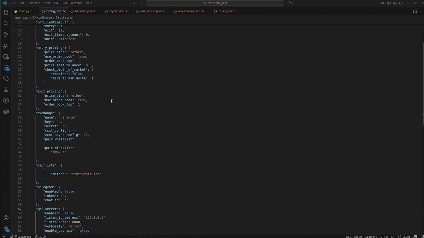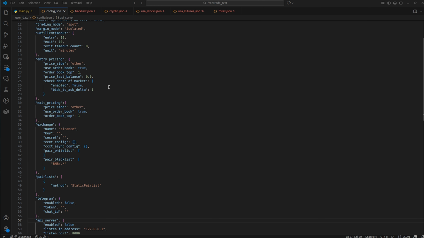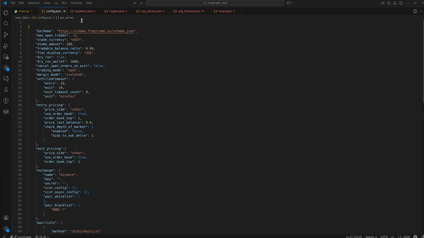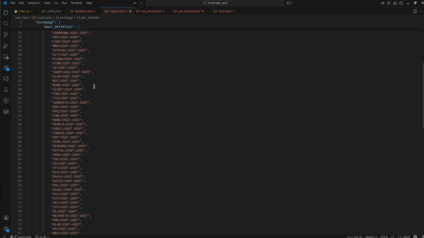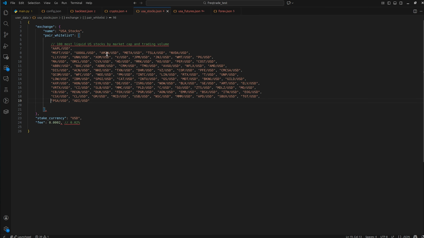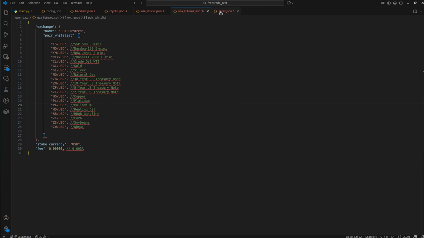First is config.json. It's a basic configuration file for the Freqtrade Python package. Next, backtest.json. It's a file that specifies some parameters for our trading logic. Next, crypto.json. Here we have a list of the 100 most liquid tickers that we are using. Next, US stocks, a similar file but for the stock market, then futures and Forex.